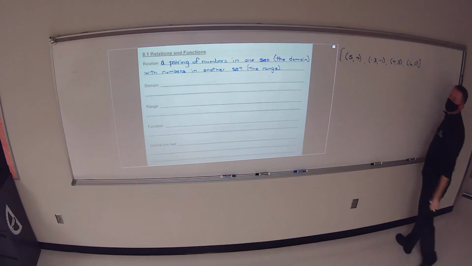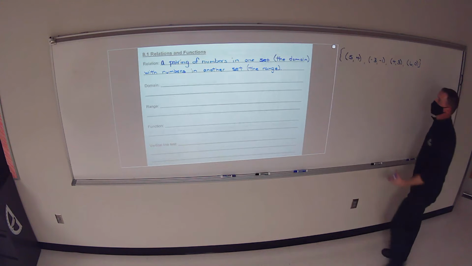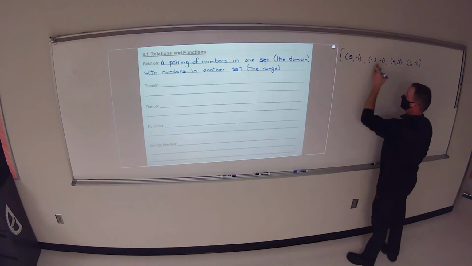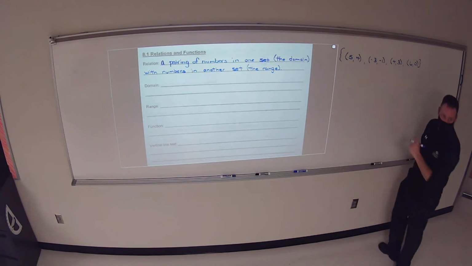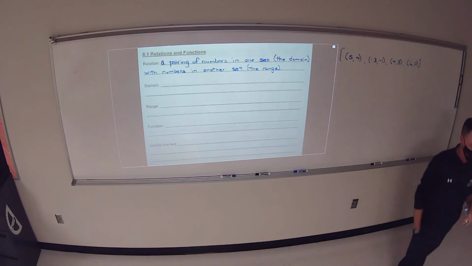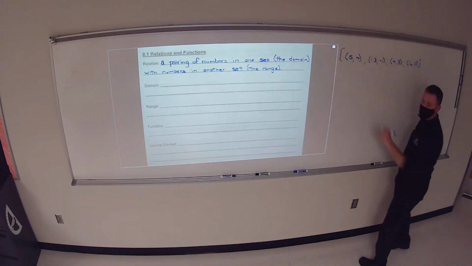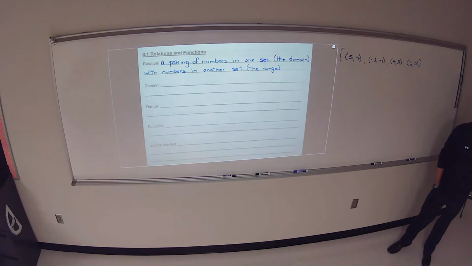All right, here's an example of a relation. You've got a number in one set, which we call the x coordinate, paired with a number in another set, which is the y coordinate. Really, what we're going to find out over this entire unit is that we can show relations in three different ways. We're going to show relations just by giving you a list of ordered pairs. That's one of the examples that we're going to talk about today.